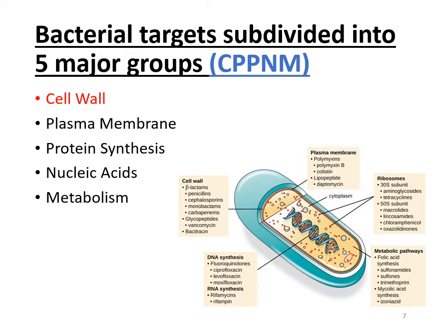The least selectively toxic target is the plasma membrane. That is the worst one to target because our plasma membrane is identical to bacteria's plasma membrane. So when you target the plasma membrane, you're also going to hurt the human. Make sure you write most selectively toxic next to the cell wall, and least selectively toxic, bad to target, next to the plasma membrane.